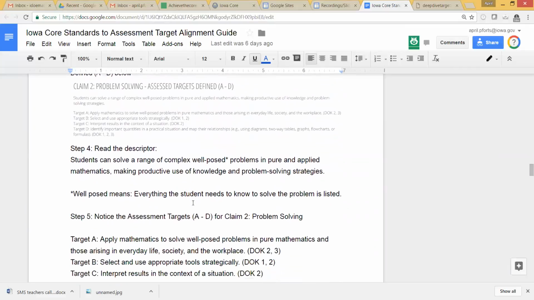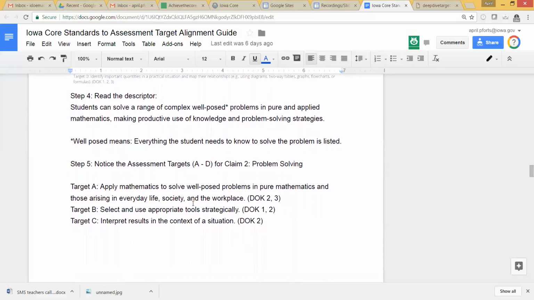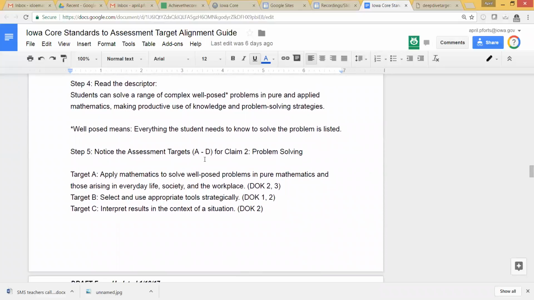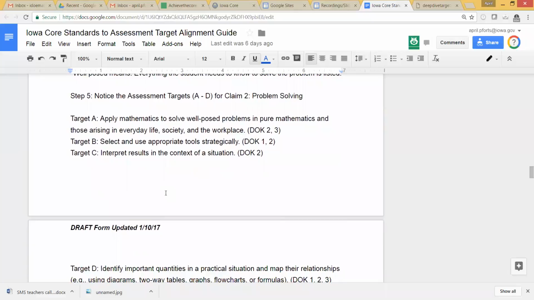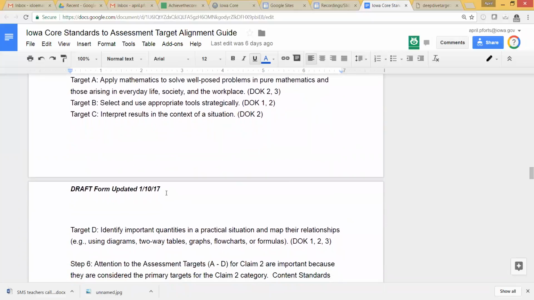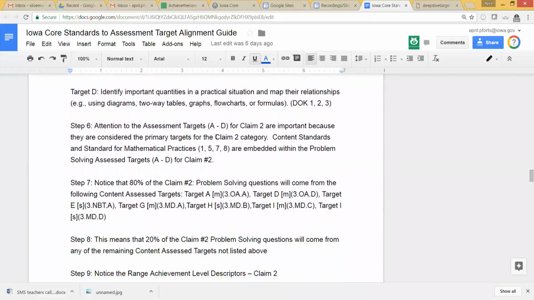And it says read the descriptors. Students can solve a range of complex, well-posed problems in pure and applied mathematics, making productive use of knowledge and problem solving strategies. So we get to step 5, and it says, notice the assessment targets A through D for Claim 2 problem solving. And I list them here for you, but we're actually going to go over to the Iowa Core page and look at them through there. And it says, attention to the assessment targets A through D are important because they are considered the primary targets for Claim 2 category.